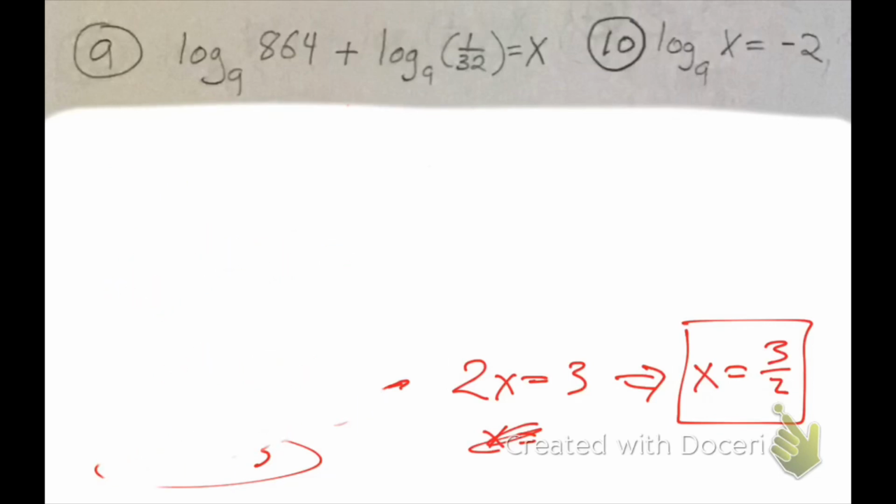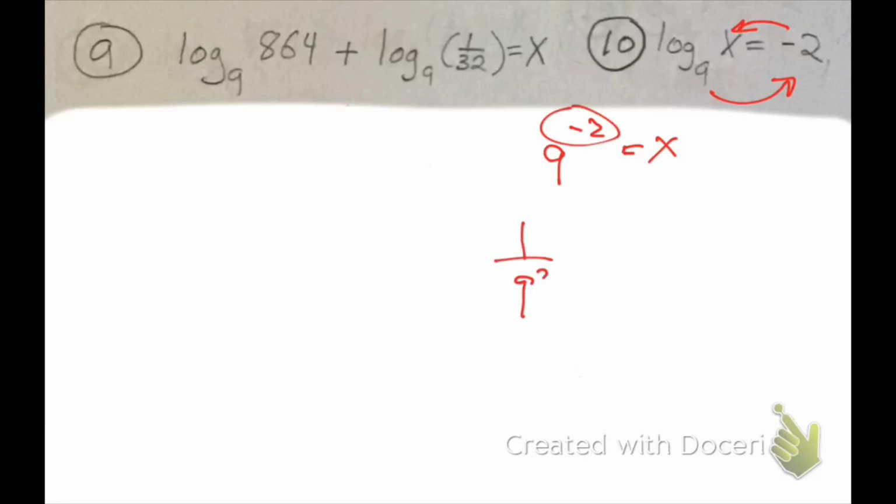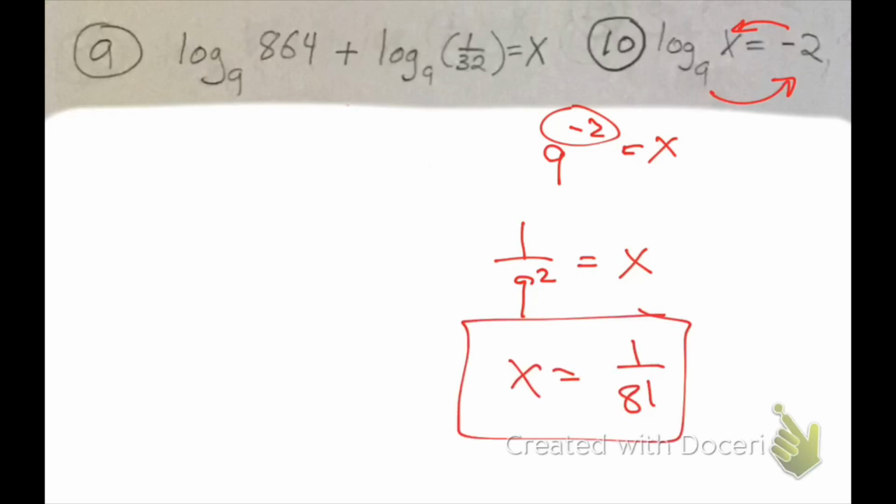Number 10, I recycle. 9 to the negative 2 is equal to x. Well, negative exponent means I flip it, so I get 1 over 9 squared equals x. So x is equal to 1 over 81.